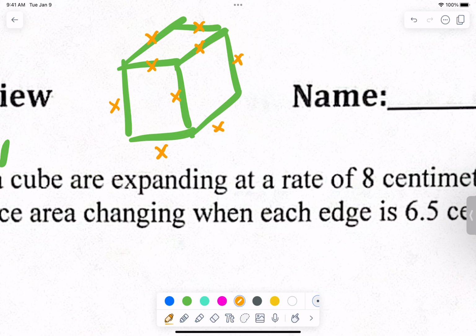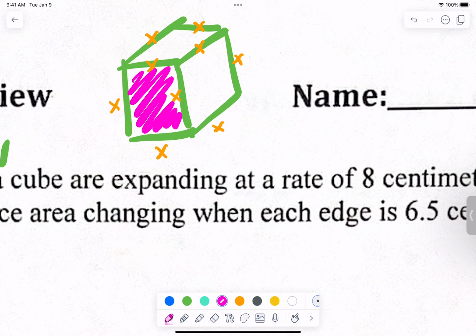And we're talking about surface area. It has 6 faces. So 36 edges? No. Okay, hold on. 24? No. 12.